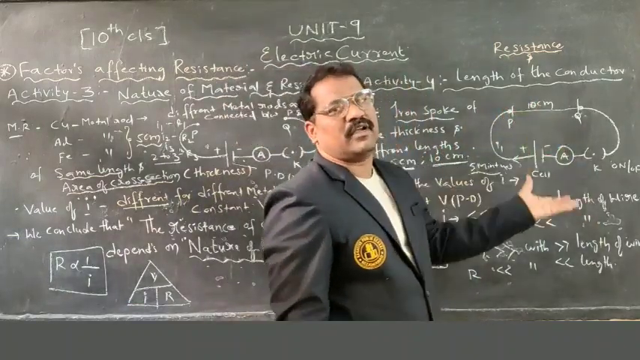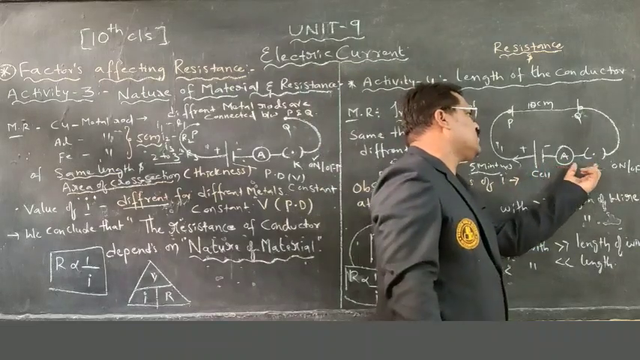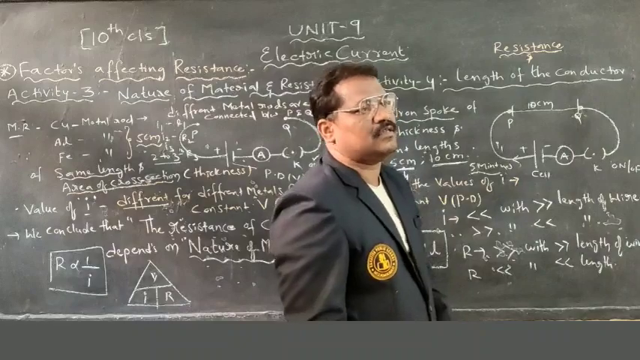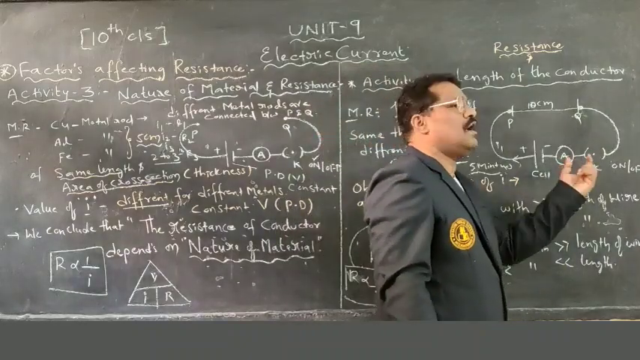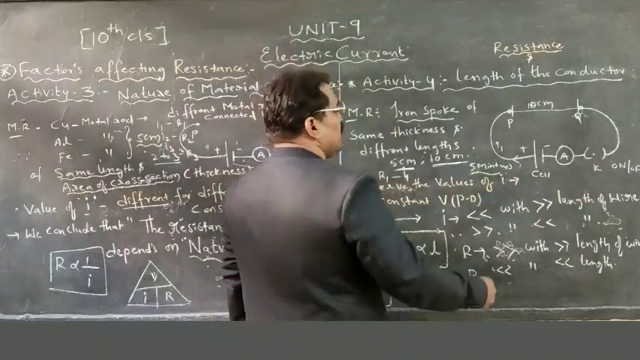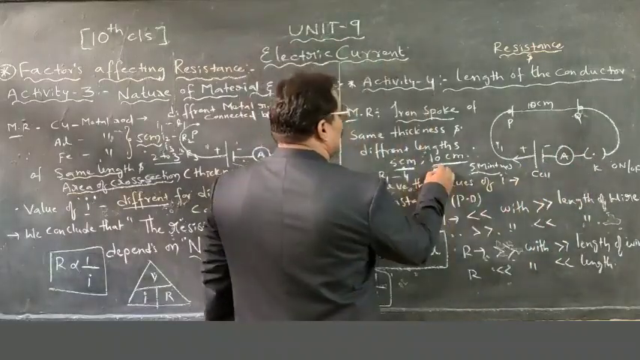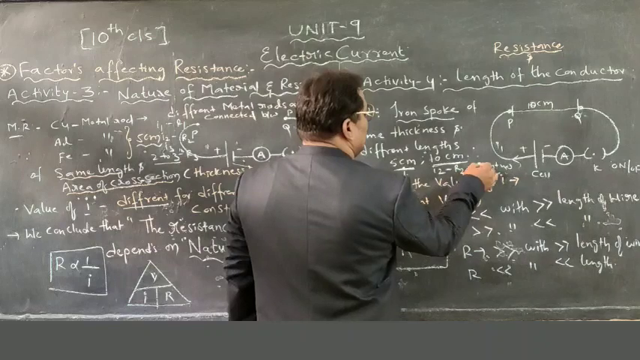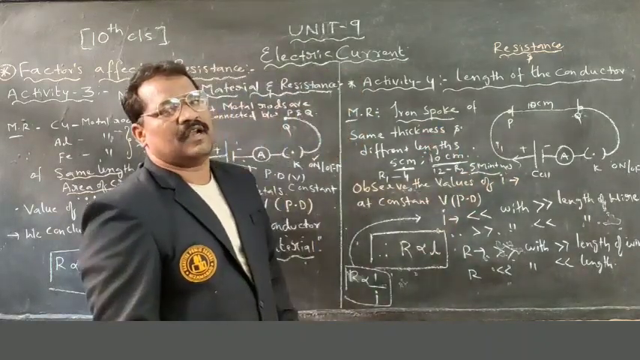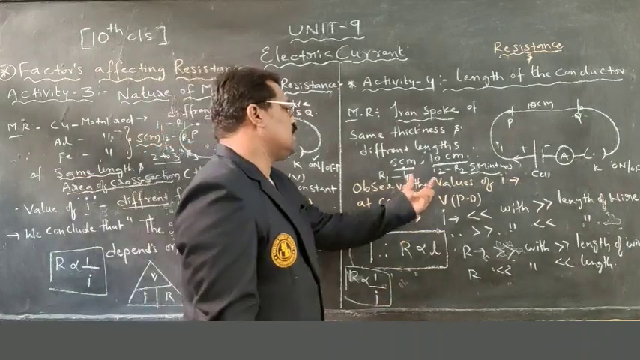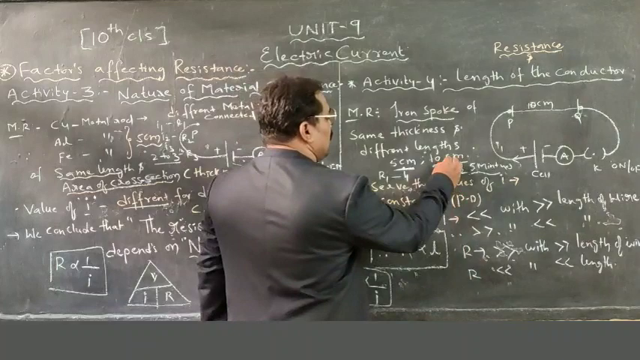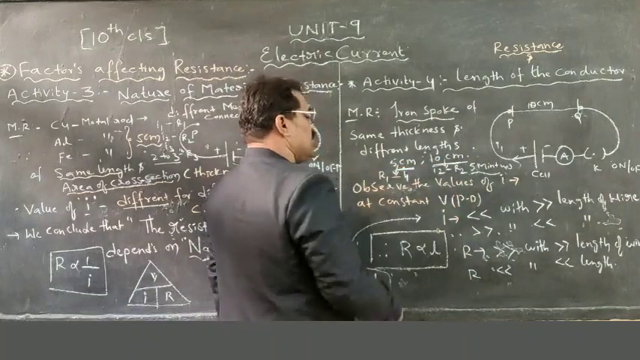After allowing the current to flow, measure the reading. Switch on the key, allow the current to flow for 5 minutes, and then note down the ammeter reading. We will get the current I2. As we get I2, the resistance offered can also be obtained, that is R2. This is for 10 cm length, and R1 is for 5 cm length.